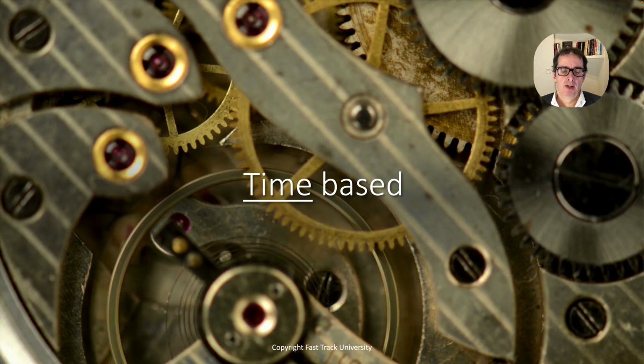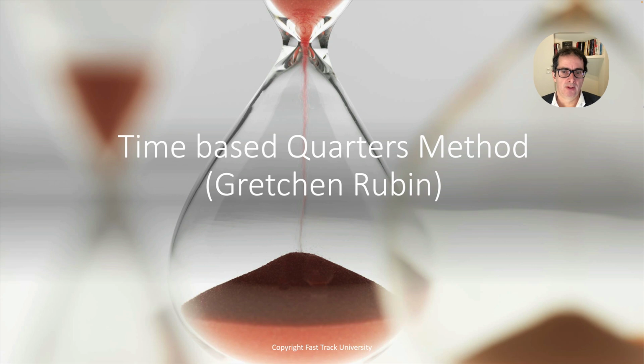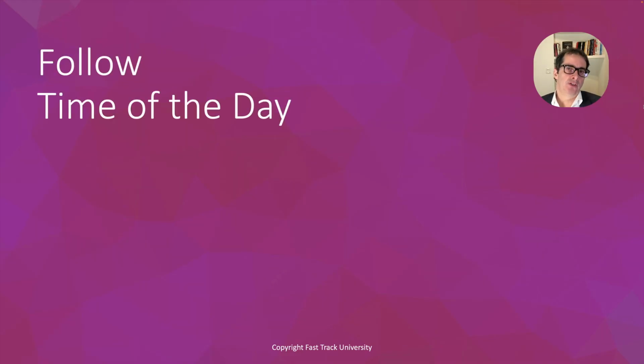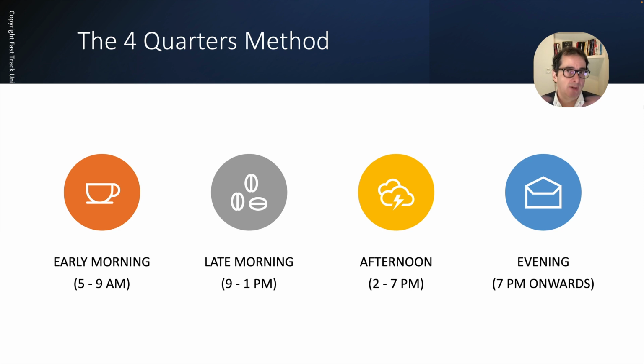Now, the time-based method, the so-called time-based quarters method from Gretchen Rubin. She describes a method where she follows the time of the day. So it's very much about cutting the day in four parts, the so-called four quarters method, as she calls it: early morning, late morning, afternoon, and evening. And she gives even some time zones to that, but you can play with it yourself. But this is about having four buckets of, let's say, potential work zones or work blocks that you can fill in with whatever you need, whatever you want.